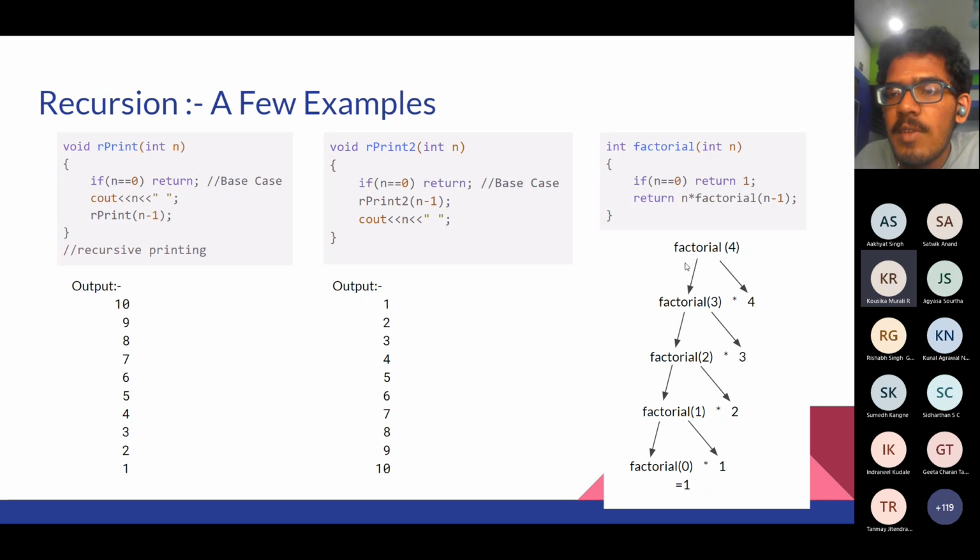Now it will go and evaluate factorial 3, and it will be factorial 2 into 3, and it will evaluate factorial 2, it will evaluate factorial 1 again, and when we return the value of 1 for factorial 0, it will go back throughout the ladder, and it will give you the value of factorial 4, which will be 1 into 1 into 2 into 3 into 4, which is 24.